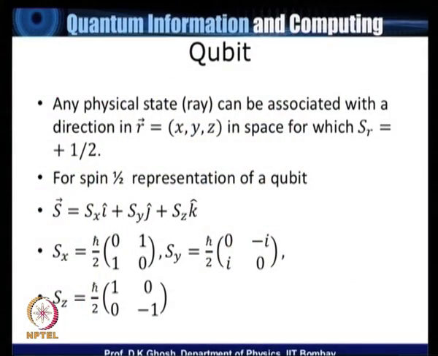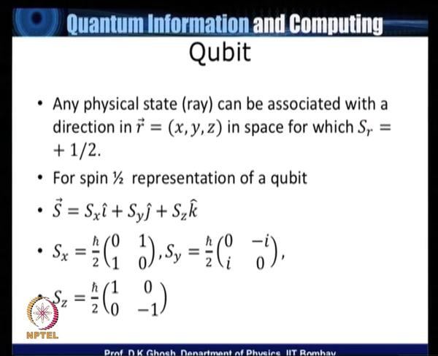As I said, a physical state will be associated with a ray, which is the direction in space. Now, there is a beautiful picturization that works. If you associate the ray with a space direction, I have written that direction as r, which is the x, y, z component in space, and the direction is such that the rth component of the spin is equal to half. So let us look at the algebra associated with such a thing.